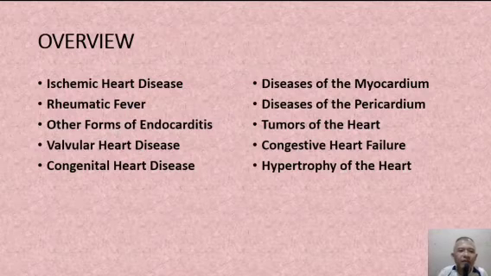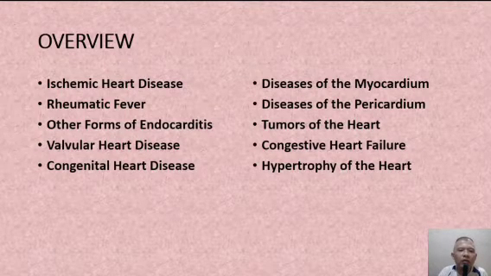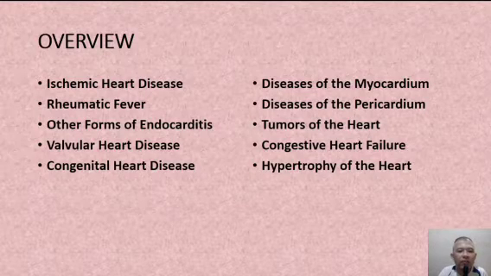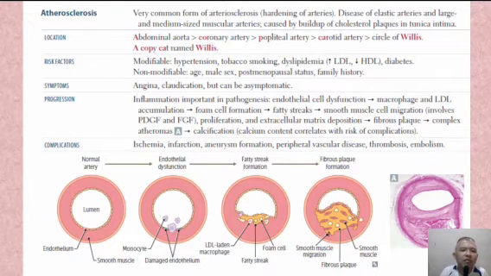So, we have this overview. We will talk about ischemic heart disease, rheumatic fever, other forms of endocarditis, valvular heart diseases, congenital heart diseases, diseases of the myocardium, diseases of the pericardium, the tumors of the heart, congestive heart failure, and hypertrophy of the heart. So before we start with ischemic heart disease, let me just give you a prelude on atherosclerosis.